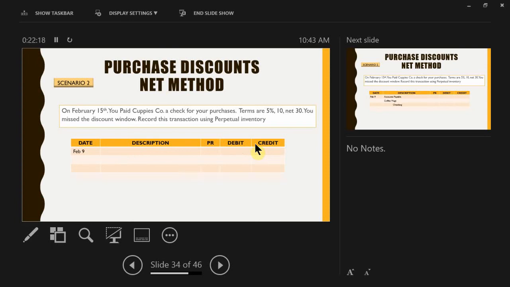Whereas scenario number 2, let's say it's the same scenario, except this time it's now fast forward. It's February 15th, and you decided to pay Cuppies Co. with a check, and your terms were 5%, 10, net 30. So you actually missed the discount. Because you missed the discount, that means you don't get that 5% discount. So what are you going to do with that $6.25?